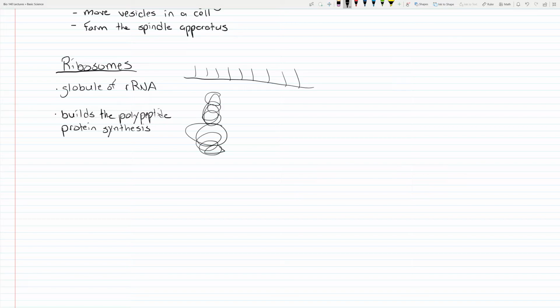It assembles the protein. And remember, proteins are nothing more than long chains of amino acids. So the ribosome assembles that chain of amino acids. It's a polypeptide. There are many amino acids in the chain of a protein. Okay, the ribosomes come in two types.